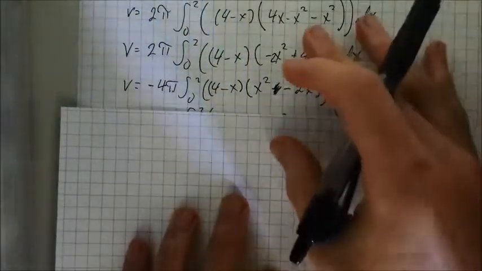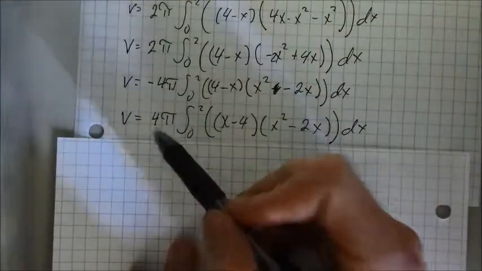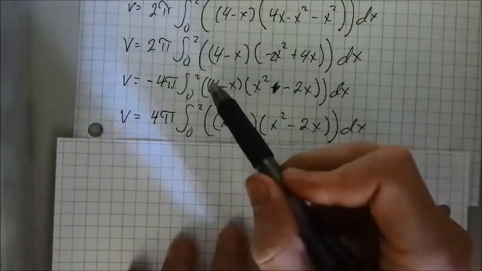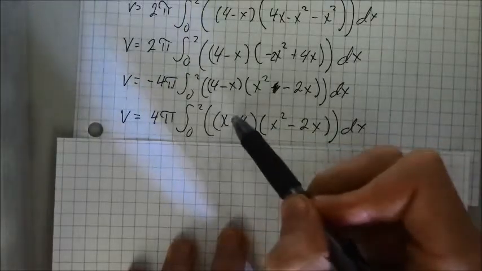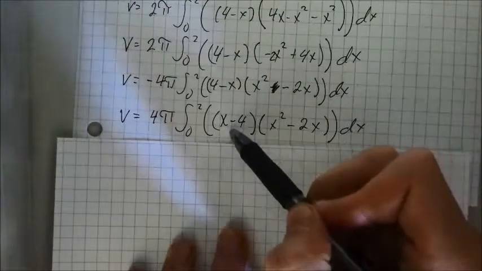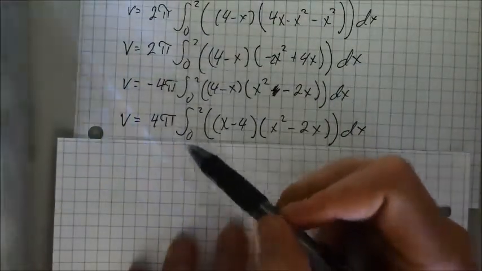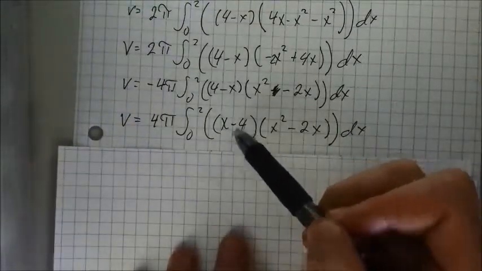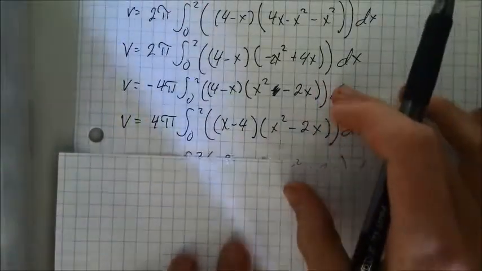Now what I'm going to do is undo pulling out a negative, because here my x is the highest degree, and I want it to be in front, and I want it to be positive. So I multiply this by negative 1, but if I do, I have to multiply this by negative 1 as well, and so this just becomes positive 4 pi times the definite integral from 0 to 2 of x minus 4 times x squared minus 2x dx. And that's where we are.